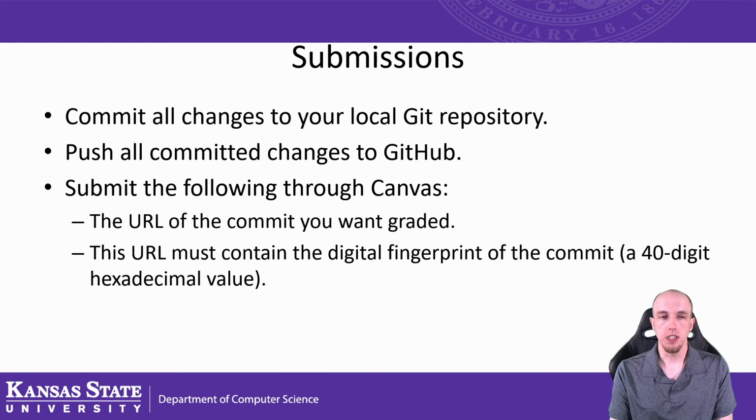It's usually a 40-digit hex hash code, but that acts as an official signature that you have actually committed to this project, and will also let me and the TAs know which commit we need to actually grade. So note that we will not grade any commits that are after or before the commit you actually submit in Canvas. Make sure you submit a URL that has this 40-digit hexadecimal code.